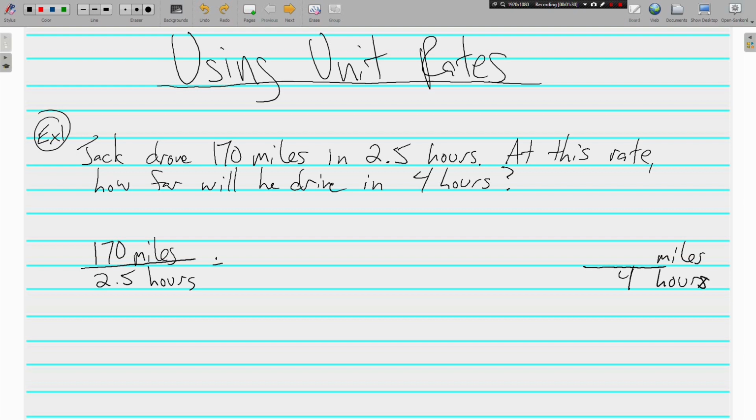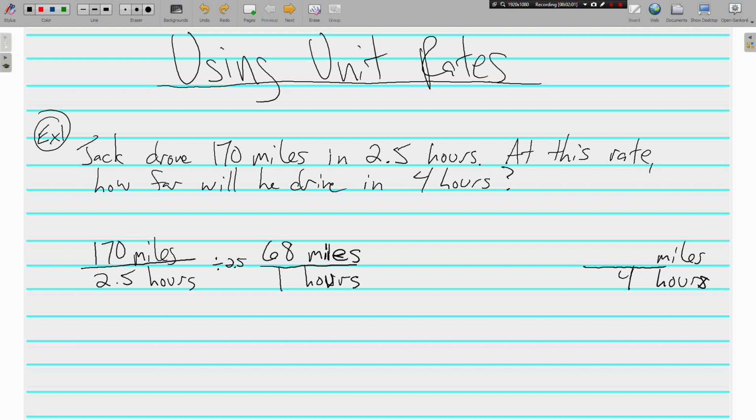We're going to divide by 2.5, and that's going to give us 1 hour in the denominator. Unit rate is a comparison to 1. Well, really having some pen issues here. On the top, 170 divided by 2.5 is 68 miles. So our unit rate is 68 miles per hour.